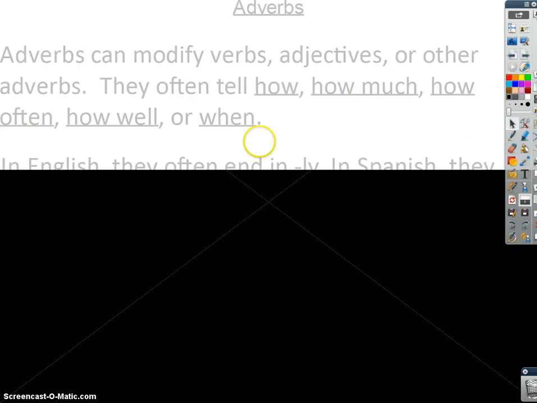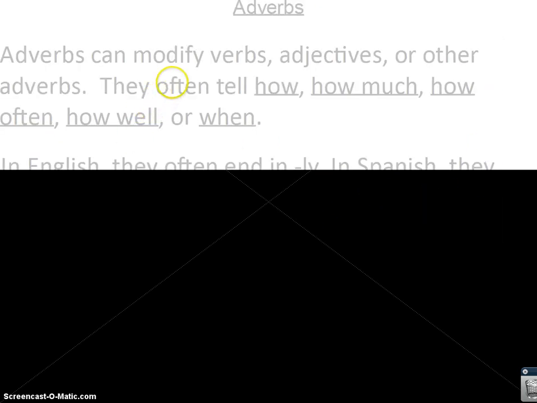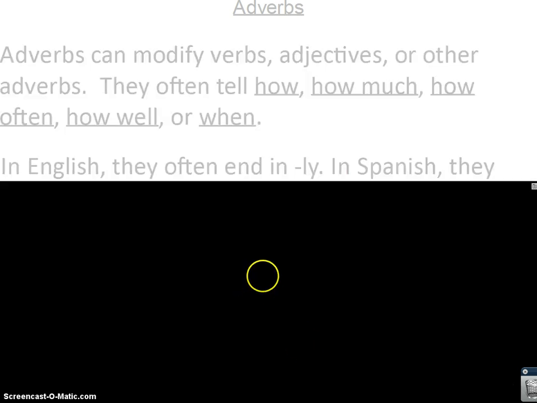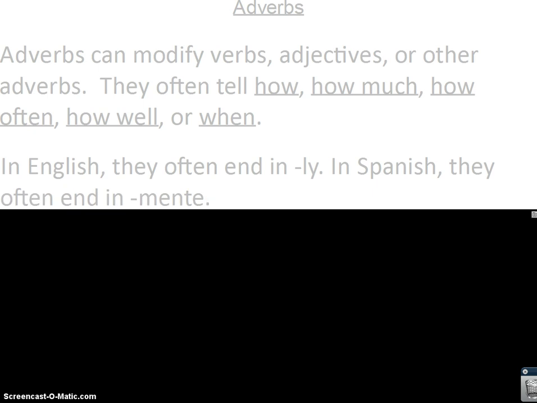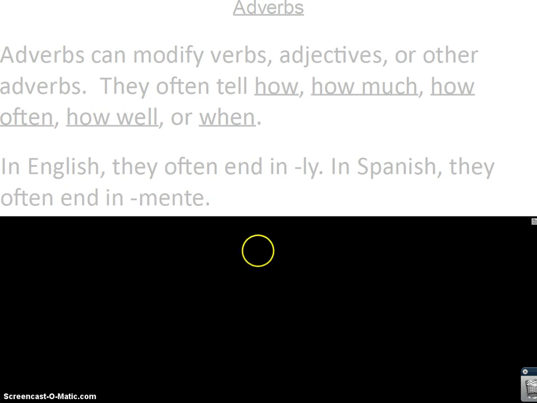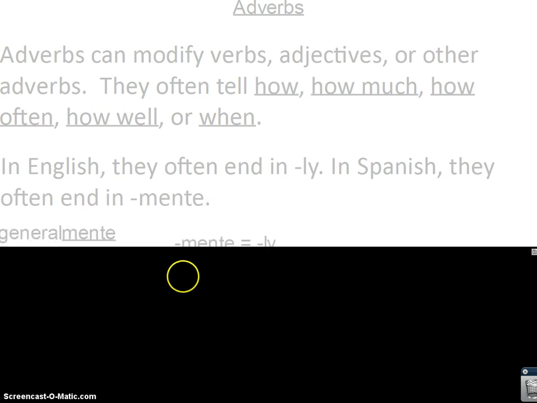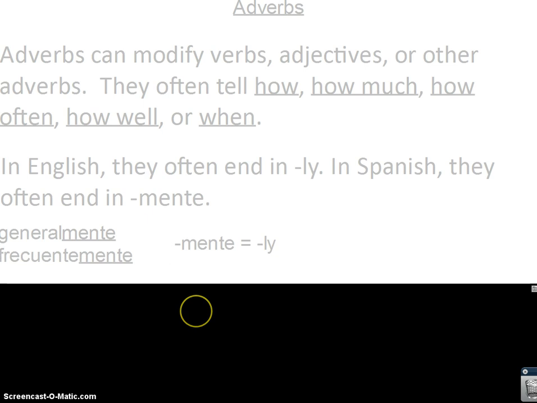Alright, adverbs. Adverbs can modify, which means like describe, verbs, adjectives, or other adverbs. They often tell how much, how often, how well, or when. Those are adverbs. In English, they often end in ly, not always, and in Spanish, they often end in mente, but again, not always. So generalmente means generally, frecuentemente means frequently. And again, I'm only talking to you about adverbs so you have a general understanding of them as we move on.